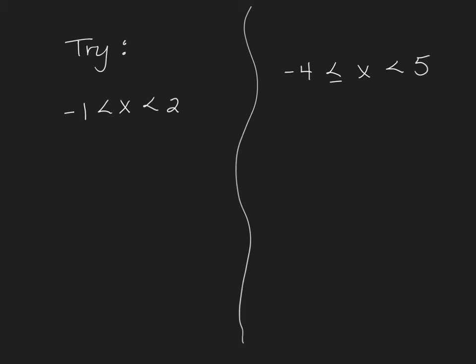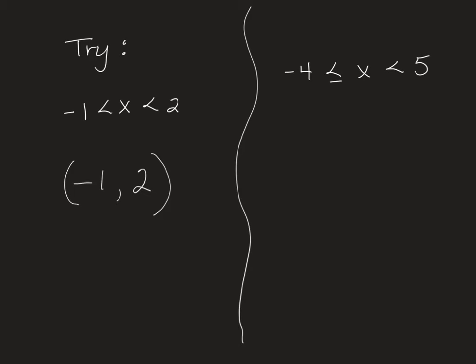Give this one a try. For this one, let's do least amount, comma, greatest amount. Then we're going to decide, because it says less than and less than, we are going to do parentheses on both sides. Try the next one.